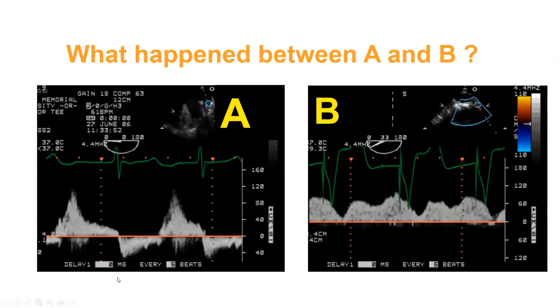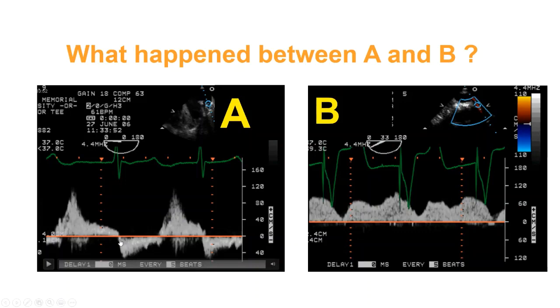So what happened between A and B? So what we have here are pulmonary venous tracings. Okay, I'm going to spend a little bit of time on the pulmonary vein because paying attention to the pulmonary vein has come a little bit more into vogue in structural echocardiography. At least this is what my colleagues who do echo for structural disease tell me. So here's pulmonary venous tracing before and after a procedure.